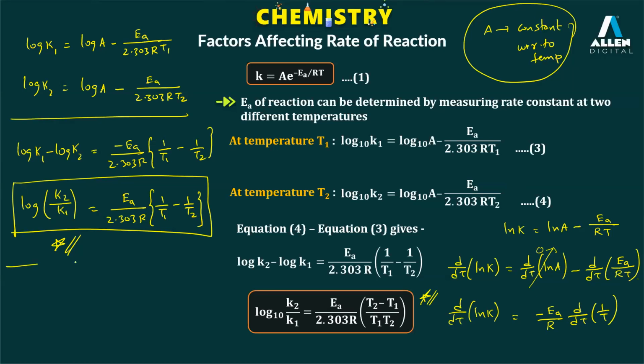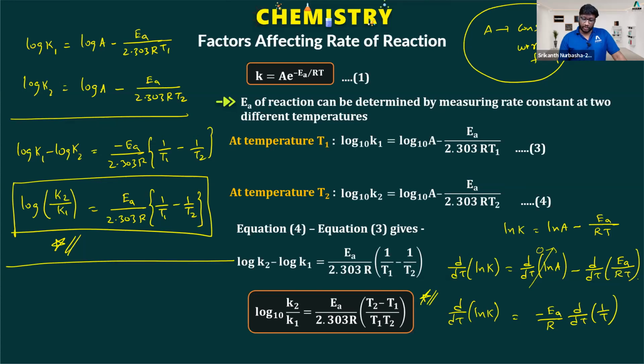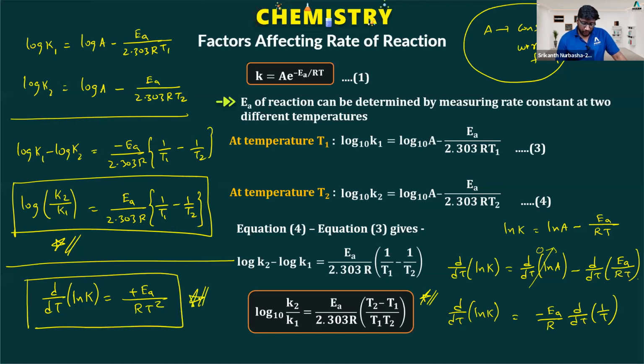Minus 1 by t square. Minus into minus becomes plus. So d by dt of ln k is equal to plus EA by R t square. This is also another form, the differential form of the Arrhenius equation.